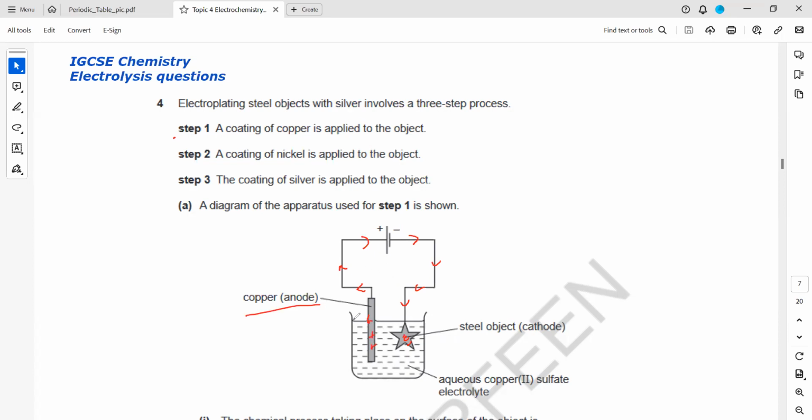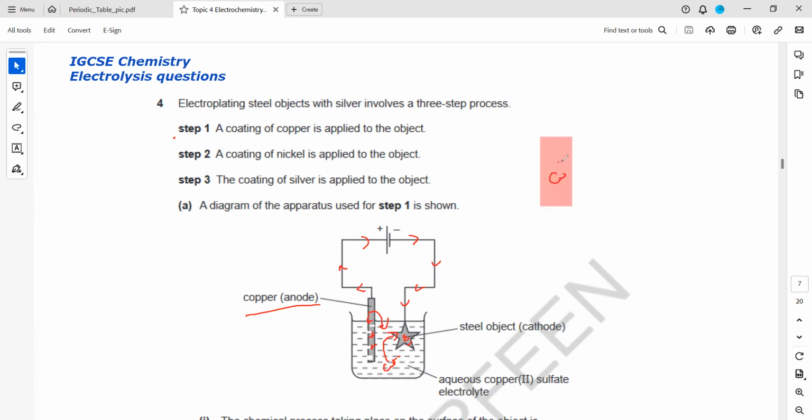Now, what will happen? The electrolyte solution contains copper ions. So when the copper ions move towards the cathode, they will gain electrons. To balance that, the copper atoms will go into the solution as copper ions. And the size of this copper electrode will start to decrease. Why? Because the amount of copper atoms in the electrode is decreasing. So this is also known as an active electrode. In active electrodes, the size of the electrodes changes.